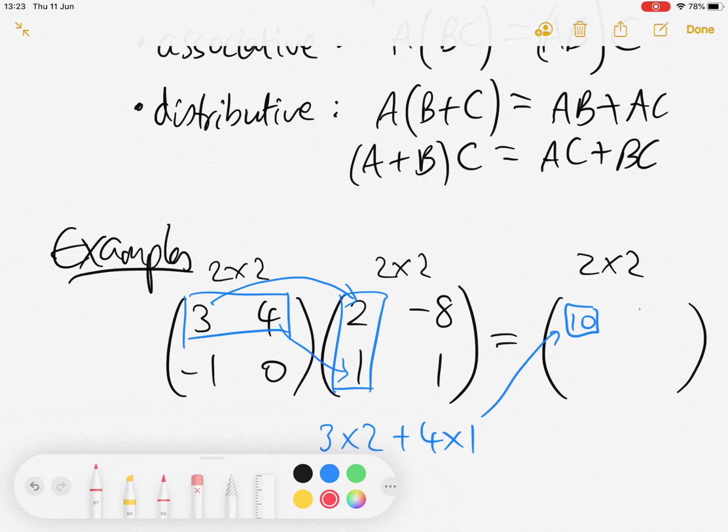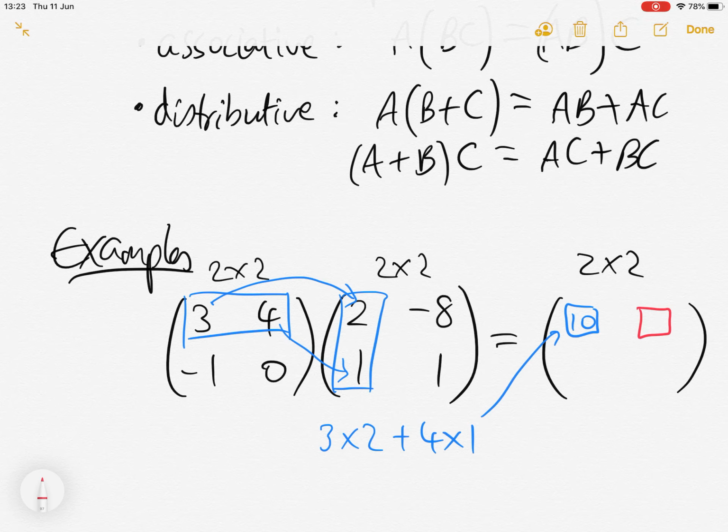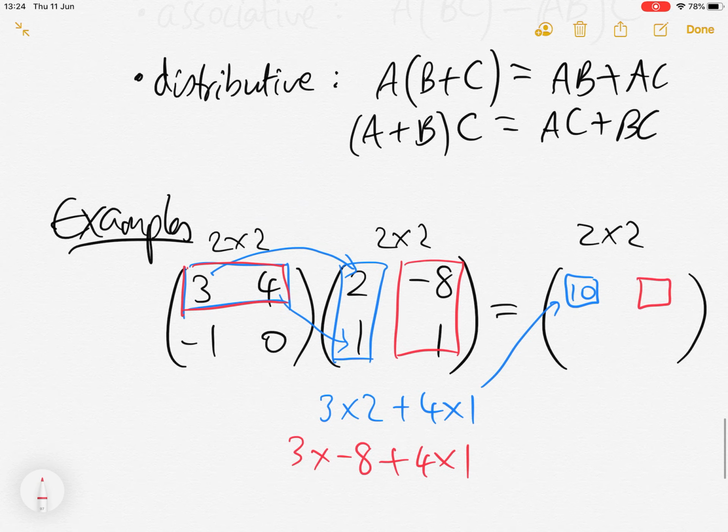The second entry in the answer, in the red box, is in the first row and the second column. So again, we take the first row in the first matrix and the second column in the second matrix, and we do the same thing. We do 3 times minus 8 plus 4 times 1. Well, that's minus 24 add 4, which is minus 20.